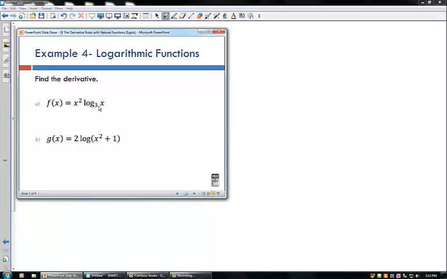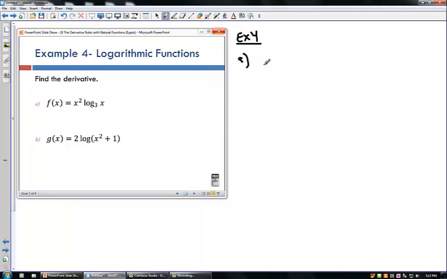And so here we have log base 3 of x, and we want to find the derivative. So example 4, part A. Let's copy it down. F of x is equal to x squared log base 3 of x. And before I find its derivative, let's rewrite this as x squared ln of x divided by ln of 3.